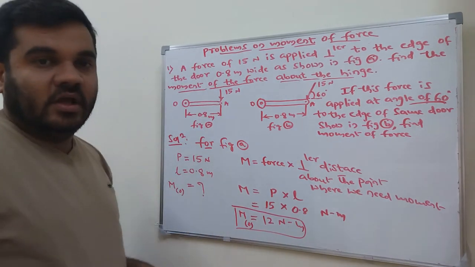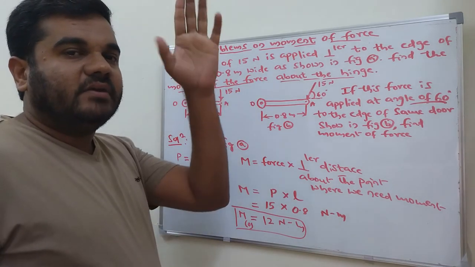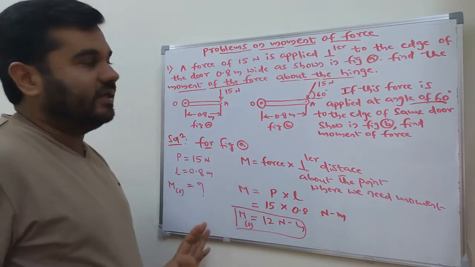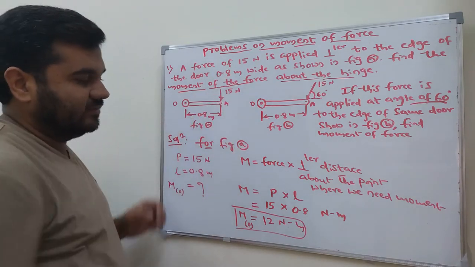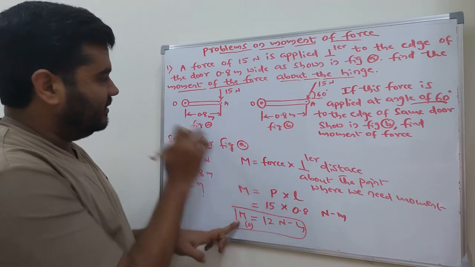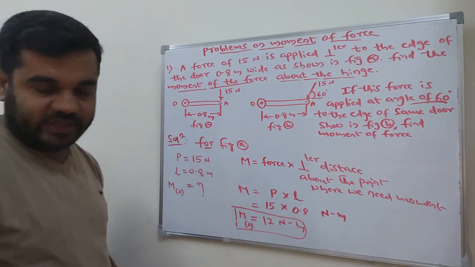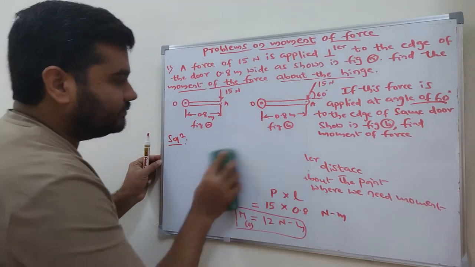Did you get the point? Where you want the moment, just multiply force by perpendicular distance. This is the first figure. For the first figure, your moment is 12 Newton meter about the hinge. Now go for figure 2, figure B.